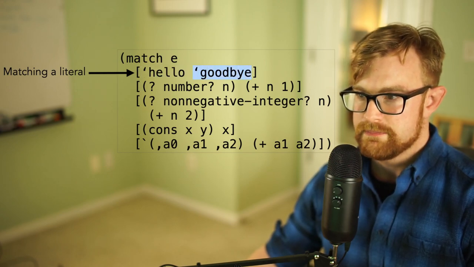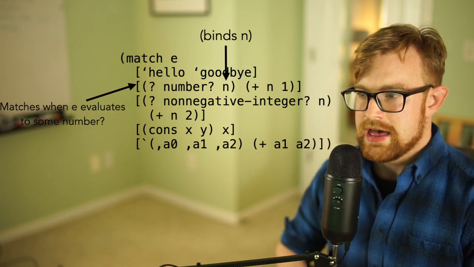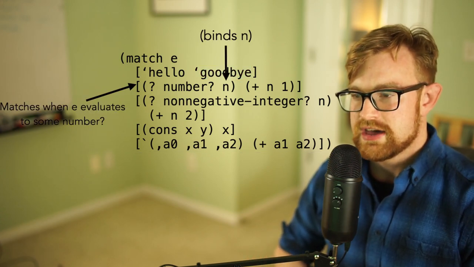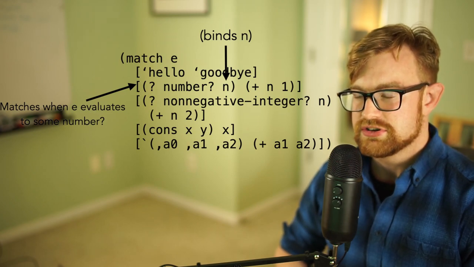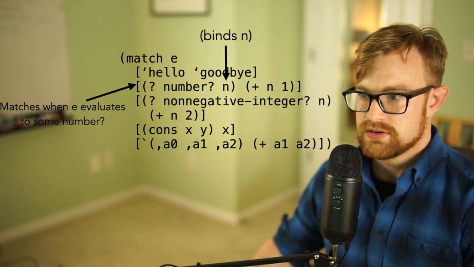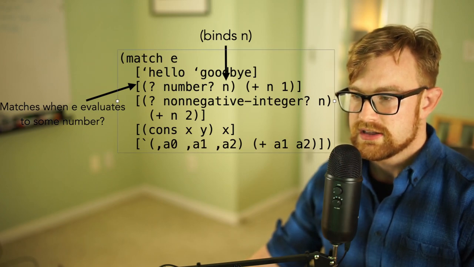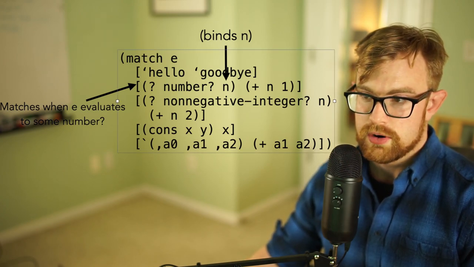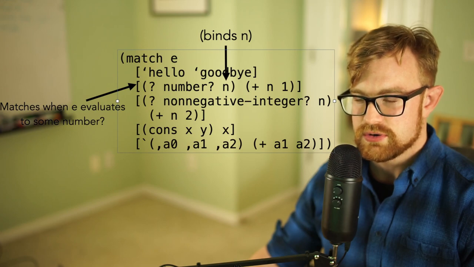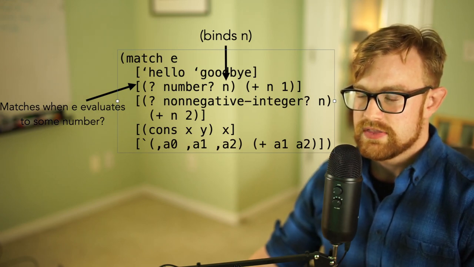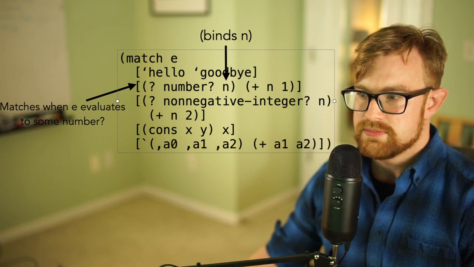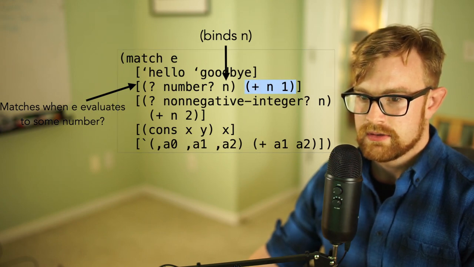So the symbol goodbye. The next one we're going to match is a predicate. That starts with a question mark, and then we're going to have a predicate we're going to check against the thing we're matching. So number? gets applied to E, or more precisely, whatever E evaluates to. And then if it matches, that result is bound as N, which can then be used in the body.